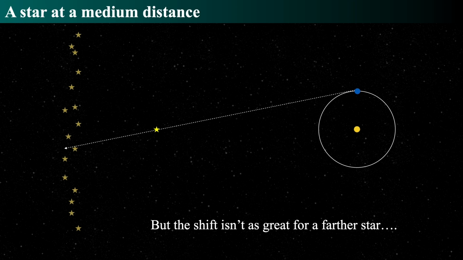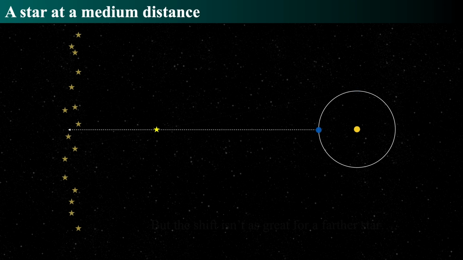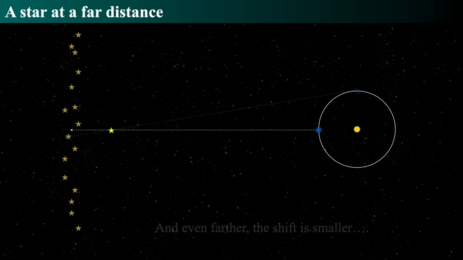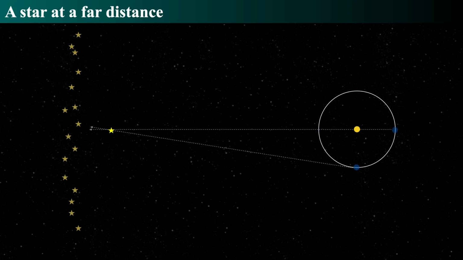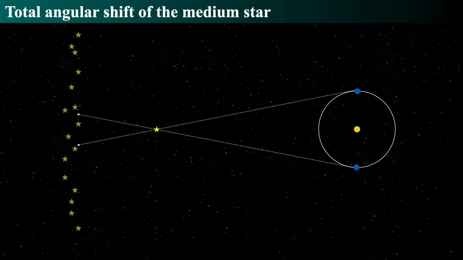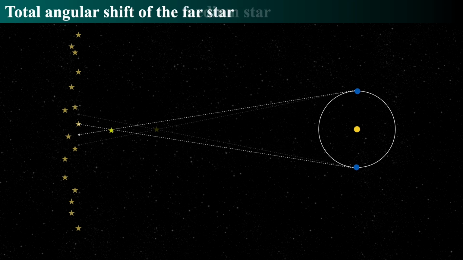Now, something a little further, the change will be a lot less. We can see that the star is moving less with respect to these background stars. And now a very distant star barely seems to move at all with respect to the background stars. So the near star has a really big shift, a big total angular shift in the sky with respect to the distant stars. A medium star has less of a shift, and a really far star has little or no shift.